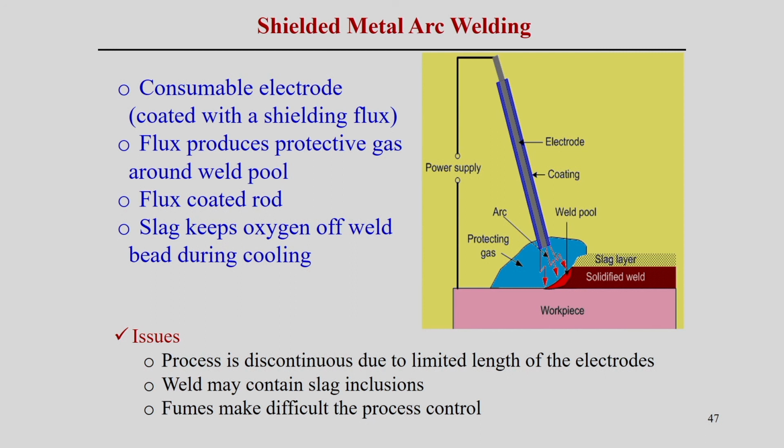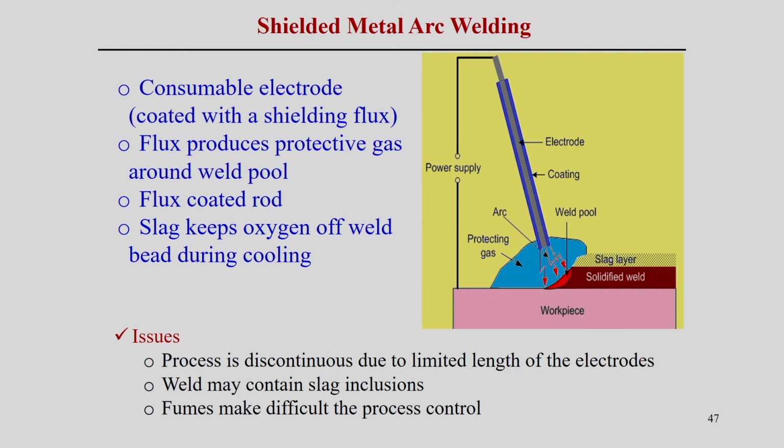But the issue is that in the shielded metal arc welding process, we use a stick, so the process is discontinuous, it is not continuous, because once the stick is over, you have to change and attach another stick. So, the process is discontinuous, due to the limited length of the electrodes. The weld may also contain slag inclusion. Although there is slag formation that protects the molten material from the outside atmosphere, sometimes it can become a part of the weld joint. So, slag inclusion in the solidified metal is one of the issues associated with this particular process.